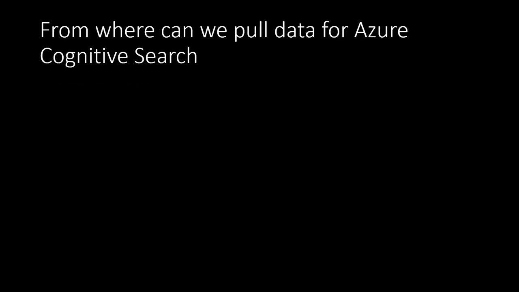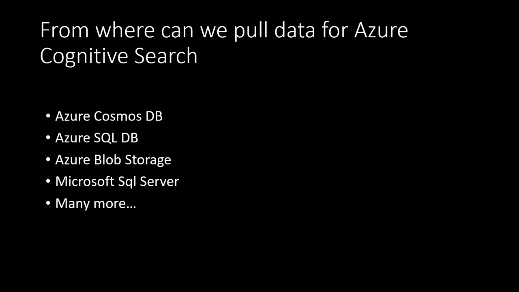The next question is from where can we pull data for Azure Cognitive Search? Now there are lots of built-in indexers available for many data sources like Azure Cosmos DB, Azure SQL DB, Azure Blob Storage, as well as SQL Server hosted in an Azure Virtual Machine. And you can also use it with Azure Data Factory, Logic Apps, and lots more. So this list is very huge. There are many different types of data sources which you can plug in with your Azure Cognitive Search.